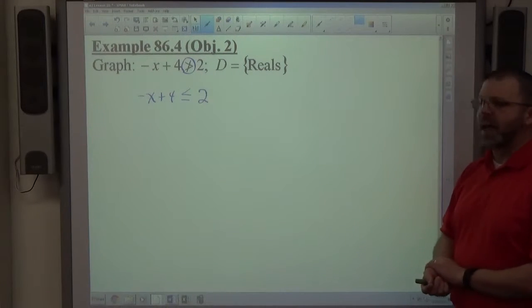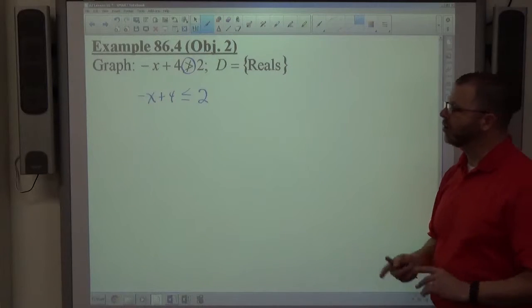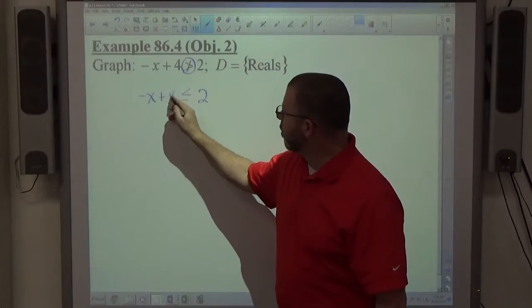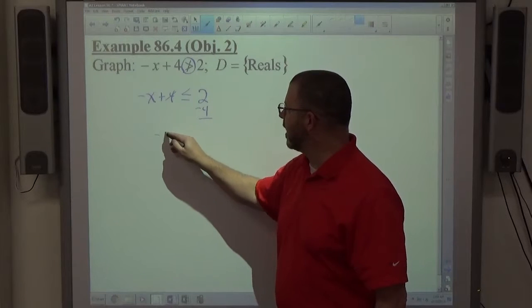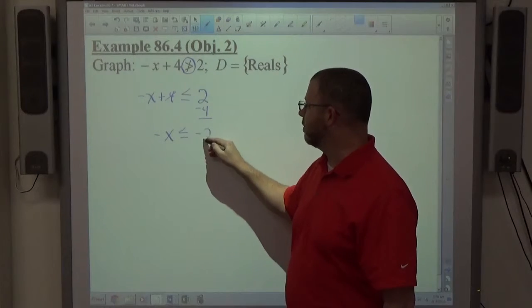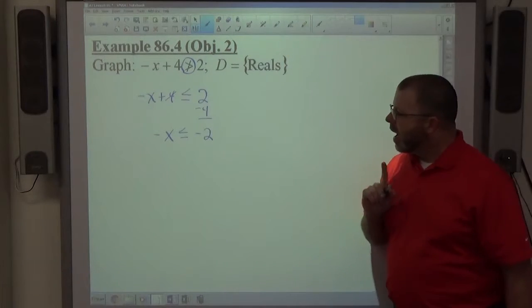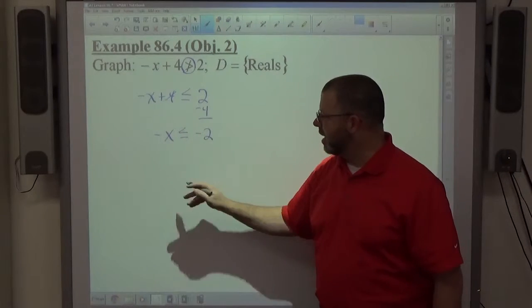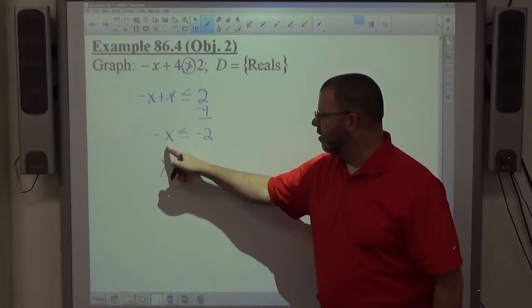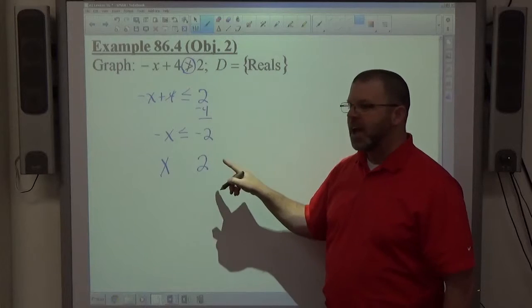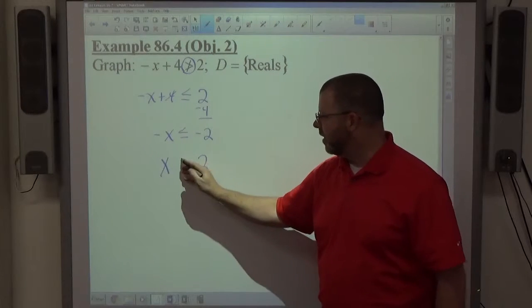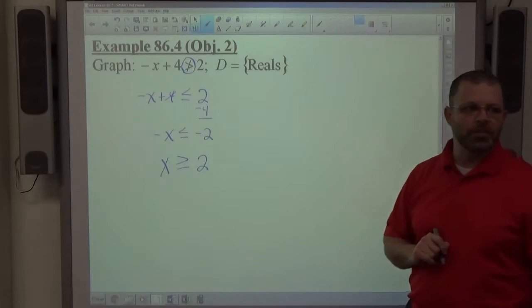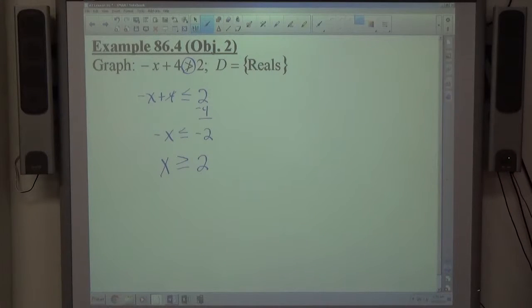I want to always get x all by itself in order to graph an inequality. So the first thing I would do is move the 4 over here. That gets me negative x is less than or equal to negative 2. I want it to be positive x, not negative x, so I have to make it become positive. To change this sign, I have to change that sign. And if I change both signs, the inequality switches direction. The equals part stays equal though.